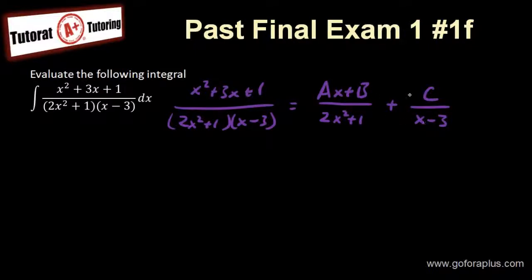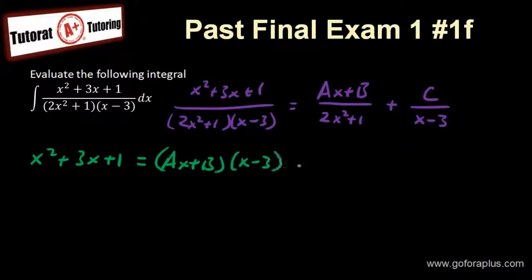Now you need to cross multiply here to get into this answer. So I know that x squared plus 3x plus 1. Again, if you have trouble with this, please see my other videos related to the partial fractions. Now (ax plus b) multiply with (x minus 3) plus c times (2x squared plus 1). Now the first trick here is to let x equal to 3. So I know that I can solve for c because if x is 3 here, this whole term here is going to be 0.